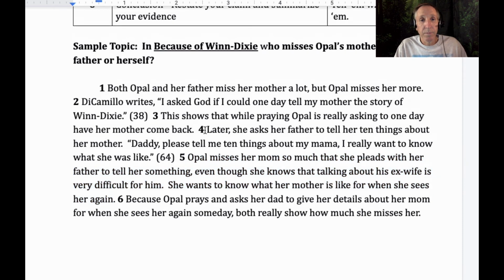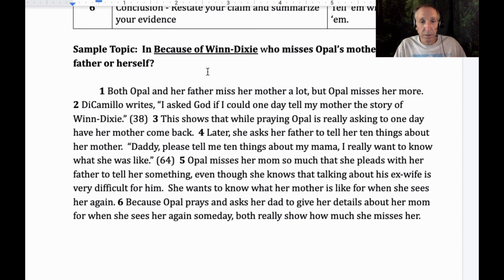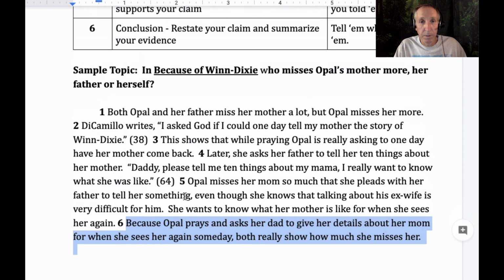And then finally, the 6th purpose is your conclusion, where you want to restate your claim in different words and summarize your evidence. Because Opal prays and asks her dad to give her details about her mom for when she sees her again someday, both really show how much she misses her. Okay? So I start off by restating my 2 evidences, my 2 pieces of evidence. Because Opal prays, that was number 1, and asks her dad to give her details about her mom for when she sees her again. That was detail number 2, or evidence number 2. And then here is the restating of my claim. Both really show how much she misses her.